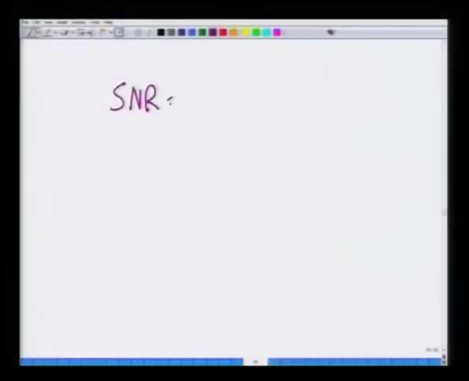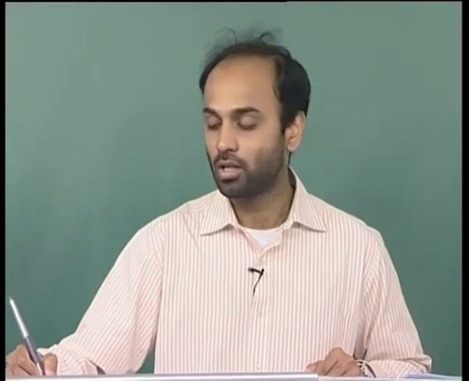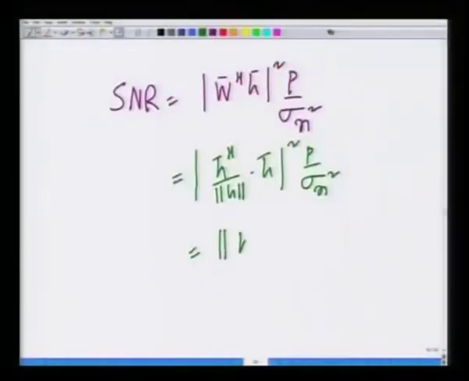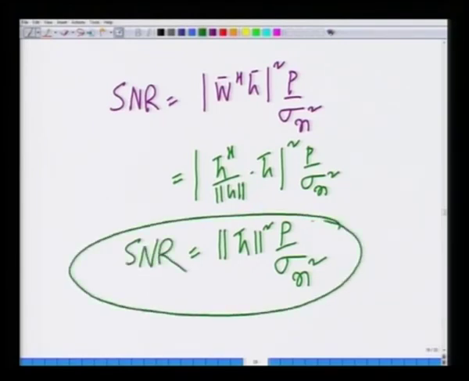Now, the SNR we said is simply magnitude w bar Hermitian h bar square P over sigma n square. This is nothing but magnitude h bar Hermitian over norm h times h bar square, times P over sigma n square. h bar Hermitian h bar is nothing but norm h square, divided by norm h is norm h. So, there is again a square outside. So, this is nothing but norm h square times P over sigma n square. So, this is the SNR. The SNR is nothing but magnitude of h square into P over sigma n square. We said this is the maximum SNR that is possible at the output of the receiver.